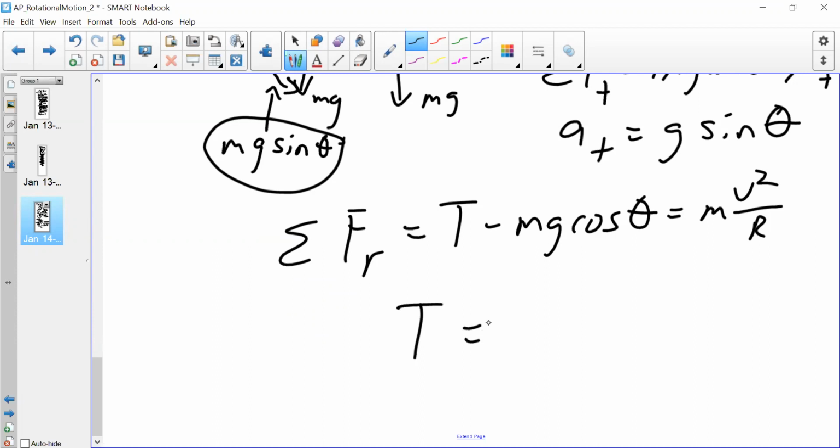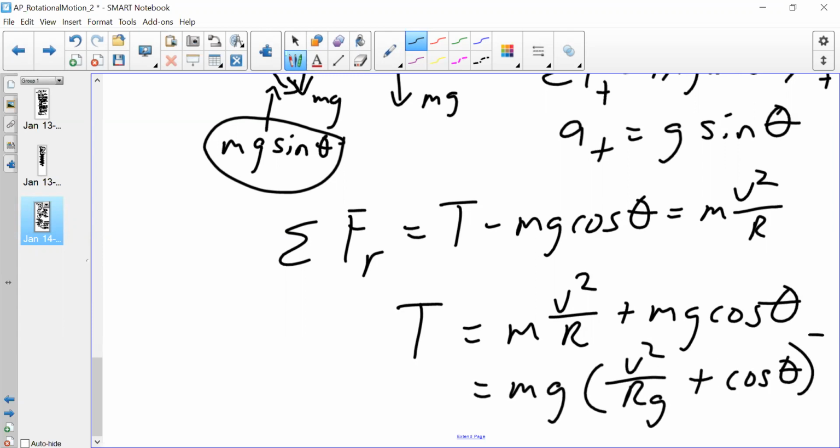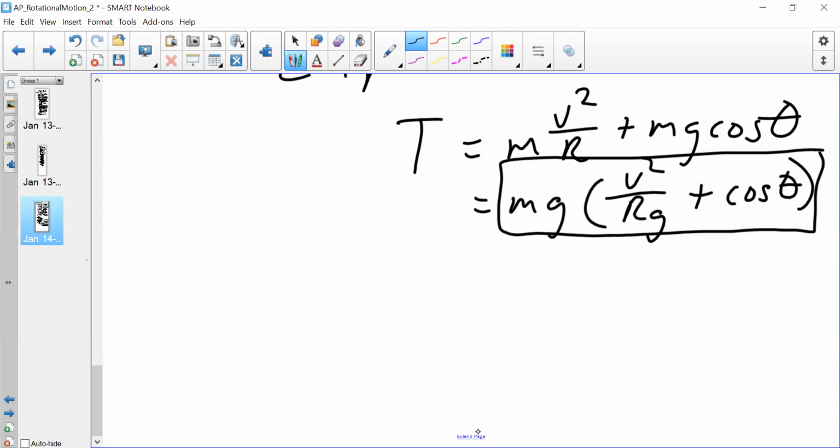So the overall tension is mv squared over r plus mg cosine theta. And if we factor out the mg, just like we did in the previous question, we'll have mg times v squared over rg plus cosine theta. So that's what the uniform tension is. And then we know that the tension at the top and bottom are going to change based on what we saw last question. So we can use this same equation here to get the expressions for the tension at the top and the bottom.